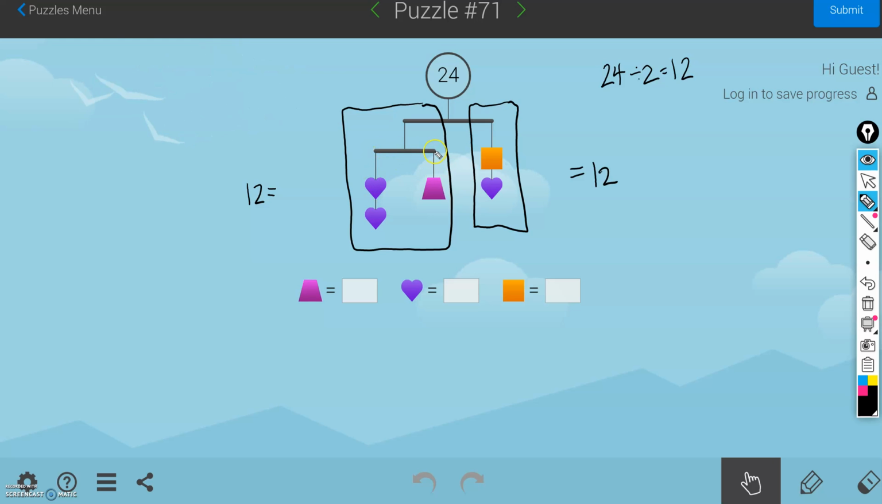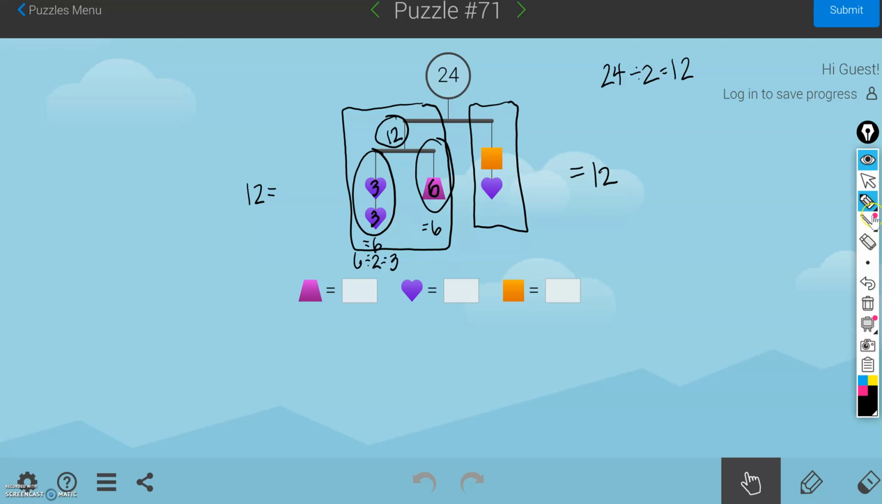Here we have a separate hanger beneath it, but I know that this hanger in total is 12. So this half over here must equal 6, and this half over here must also equal 6. So right away I should know that this trapezoid has a value of 6. Since there's two hearts over here that also equal 6, 6 divided by 2 equals 3. So each one of these hearts, since they're the same, would also have a value of 3.